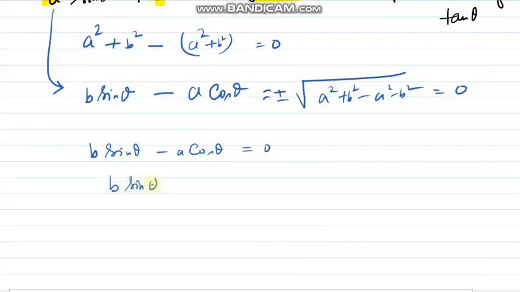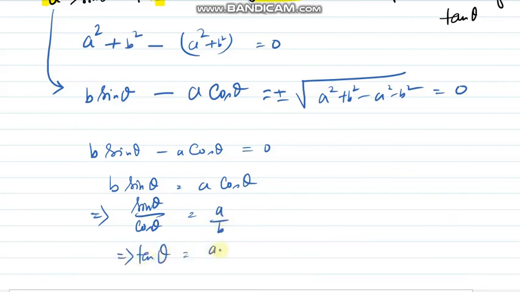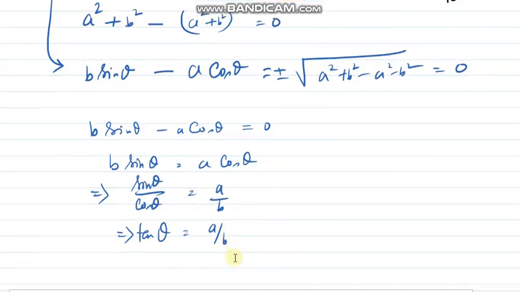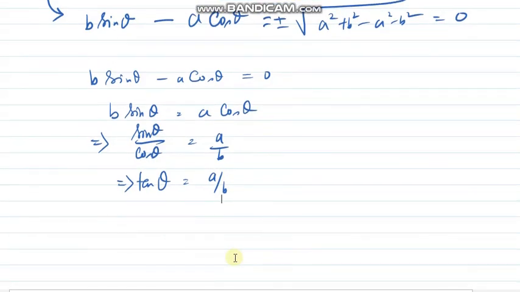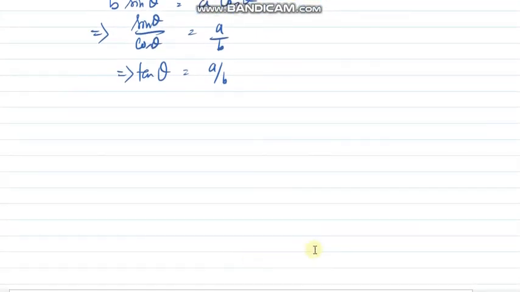So b sin theta equals a cos theta. So sin theta divided by cos theta equals a divided by b. Hence tan theta equals a divided by b. If you don't know this procedure, the sums will be huge. You have to identify this form many times.